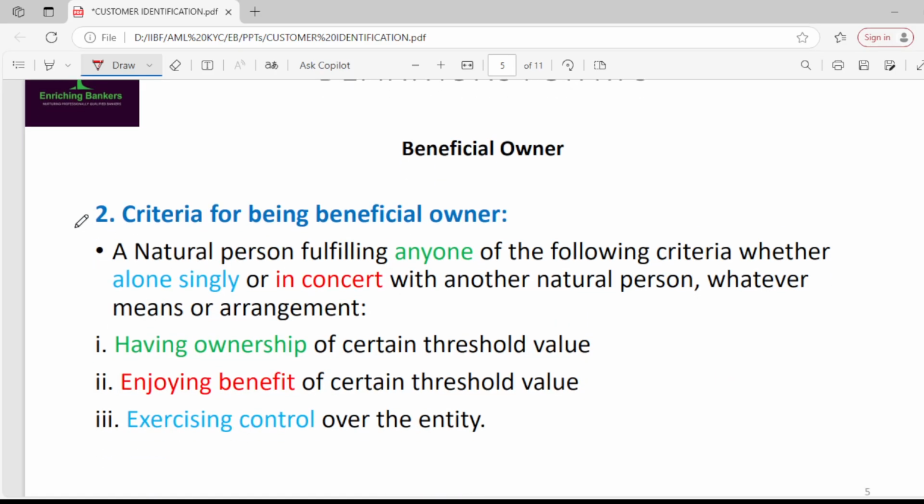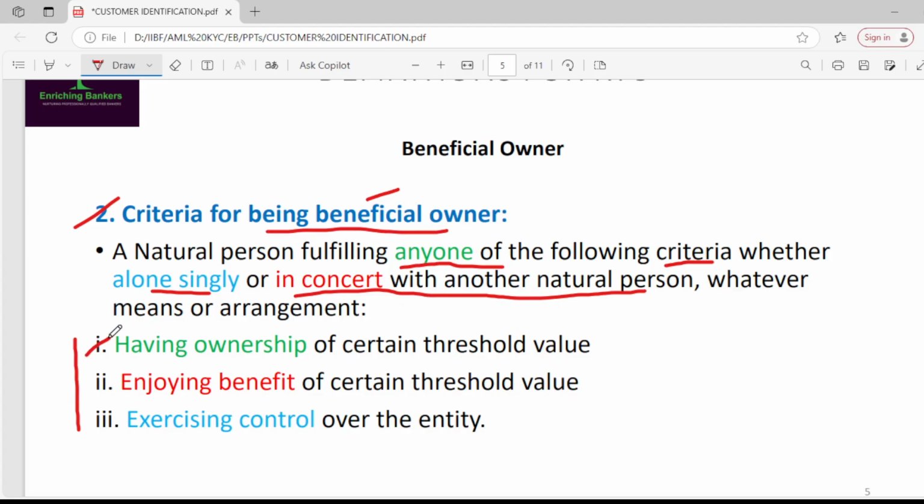Second norm, criteria for being beneficial owner. A natural person who fulfills any one of the following criteria, whether alone, singly, or in concert with another natural person, can be treated as beneficial owner. A natural person who fulfills any one of these three criteria, either singly or in concert with another natural person, can be treated as beneficial owner.